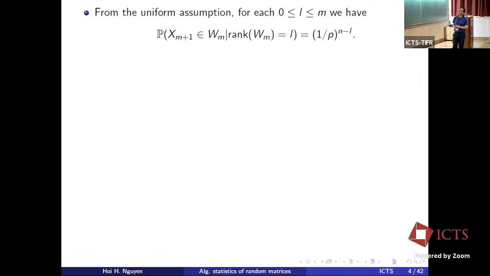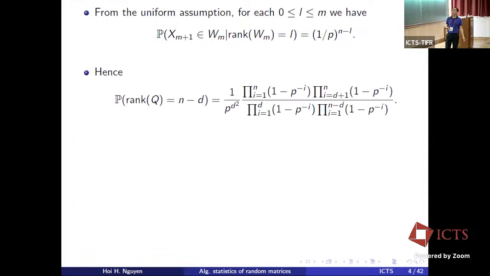So assuming that W_m has dimension L, or rank L, then the probability that the next column belongs to W_m is just the size of this subspace, which is P to the L, over the size of the whole space, which is P to the n. So we get 1 over P to the n minus L. This is exactly because of the uniformity. So in short, the rank stays the same with this probability, and it is increased by 1 with probability 1 minus that.